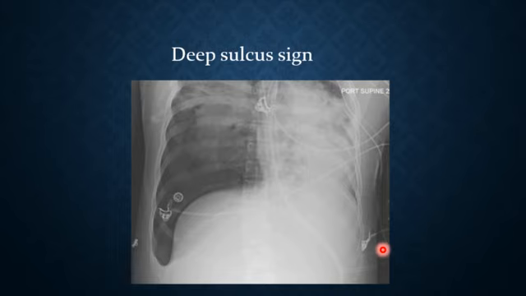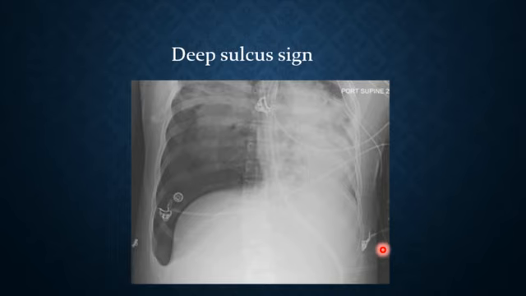It's a sign of pneumothorax. How do we see it? How do we interpret it? First, it is on supine chest X-ray. It is not seen on erect or PA, the usual standard chest X-ray. It helps us to detect pneumothorax on the supine chest X-ray.